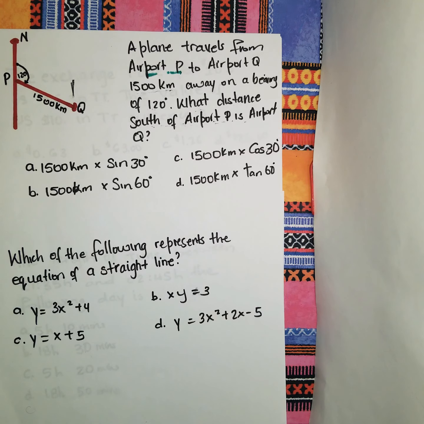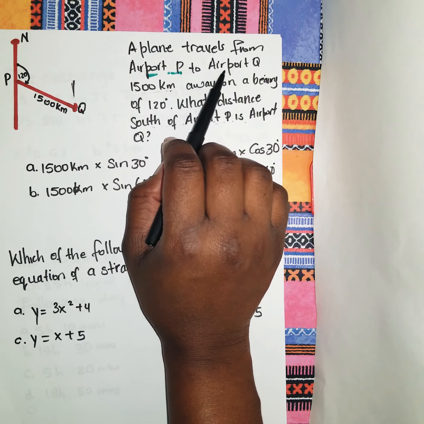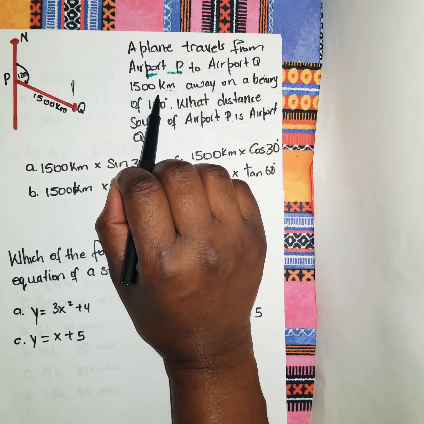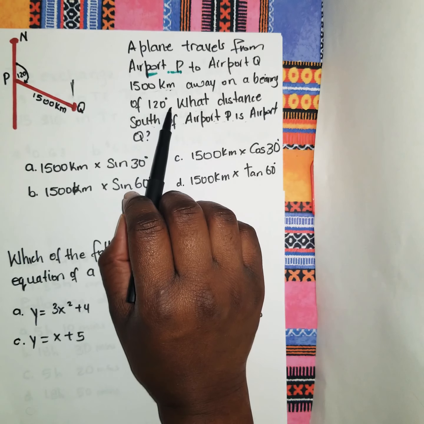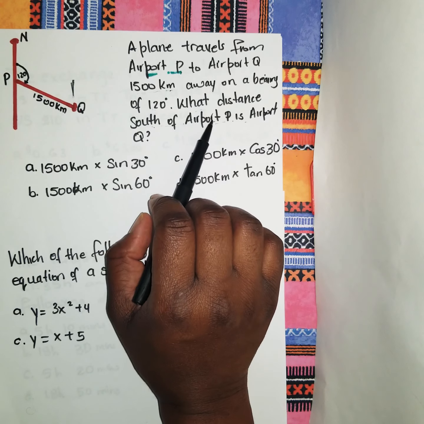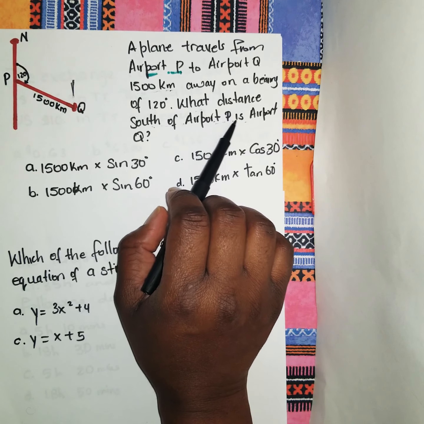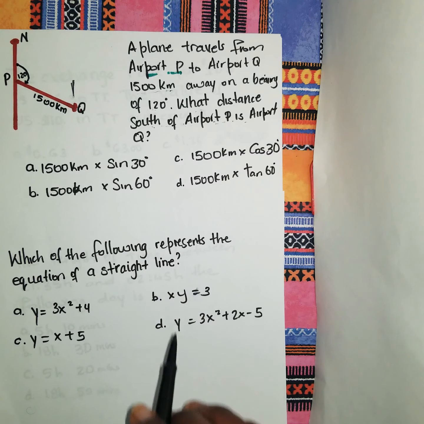Alright, so a plane travels from airport P to airport Q, 1,500 kilometers away on a bearing of 120 degrees. What distance south of airport P is airport Q? So right here, guys, they're asking us to apply trigonometry to bearings, all right?